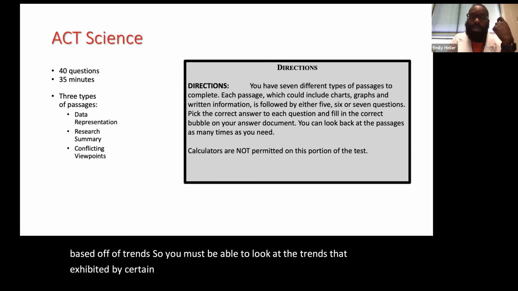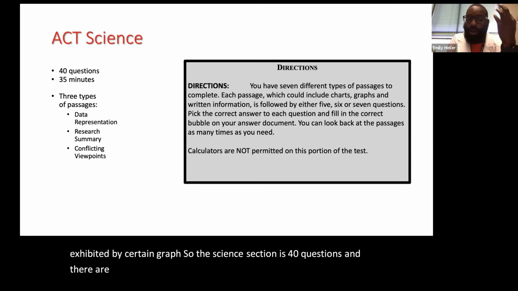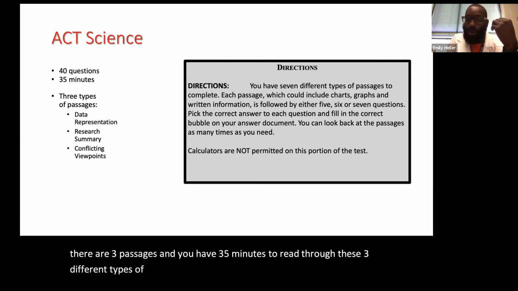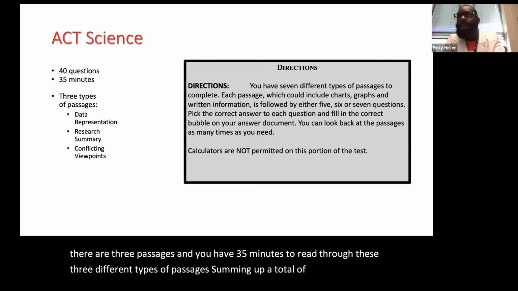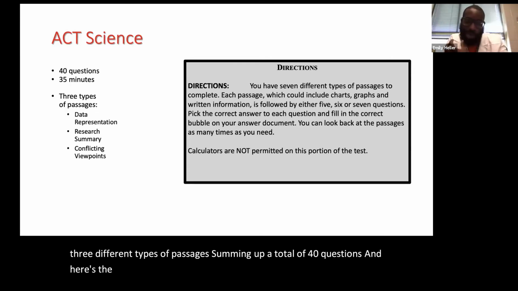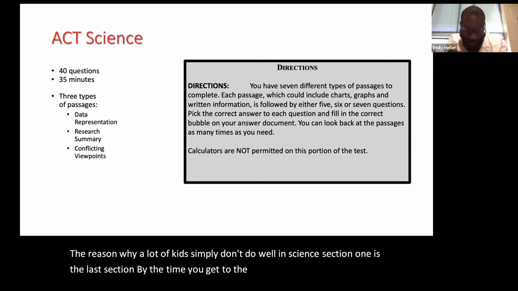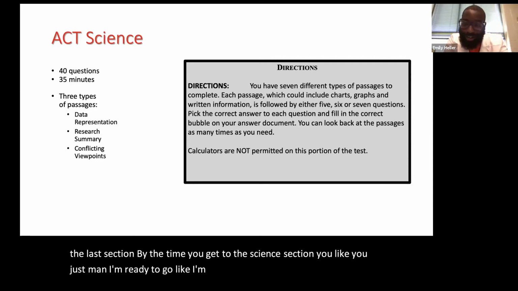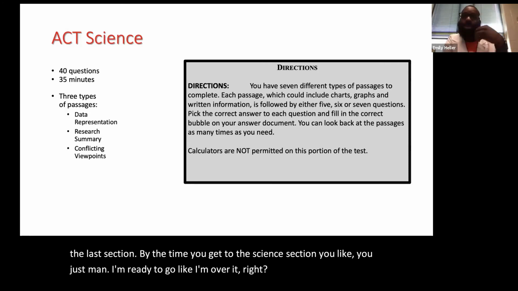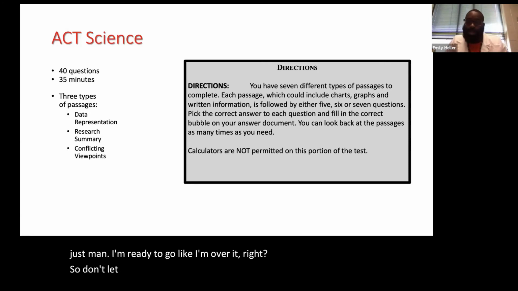So the science section is 40 questions, and there are 3 passages, and you have 35 minutes to read through these 3 different types of passages, summing up a total of 40 questions. And here's the thing. The reason why a lot of kids typically don't do well in the science section, one, is that it's the last section. By the time you get to the science section, you're just like, okay, man, I'm ready to go. I'm over it, right? So don't let the anxiety of being ready to get out of there make you rush through it.